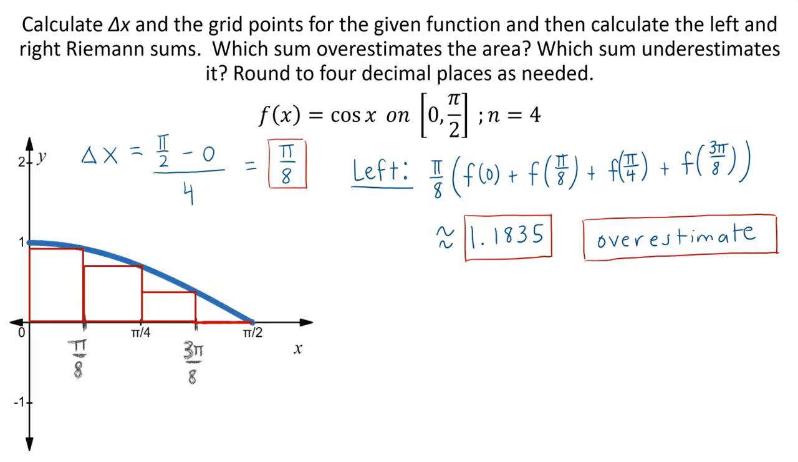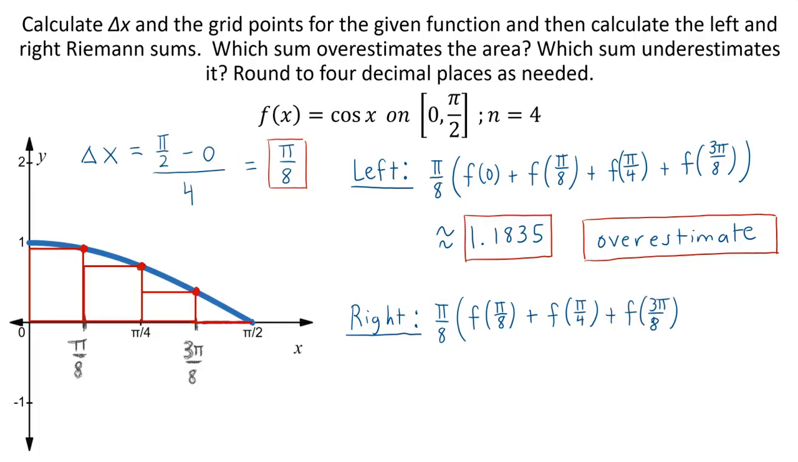Now let's do the same thing for our right sum. The right sum will be the delta x, or pi over 8, multiplied by the sum of the heights of the rectangles evaluated at the right endpoints. The height of the first rectangle is f of pi over 8. The height of the second rectangle is f of pi over 4. The height of the third rectangle is f of 3 pi over 8, and the height of the fourth rectangle is f of pi over 2.